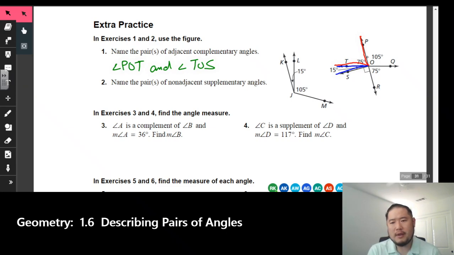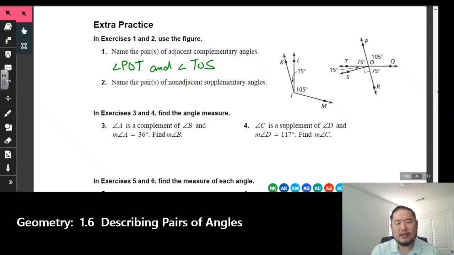There are some that happen to be non-adjacent that are complementary. Maybe you could take a look at this. I'll give you a moment. See if you could figure out which ones are non-adjacent. All right. Non-adjacent would be angle POT and angle LJK. Those would be non-adjacent complementary angles.